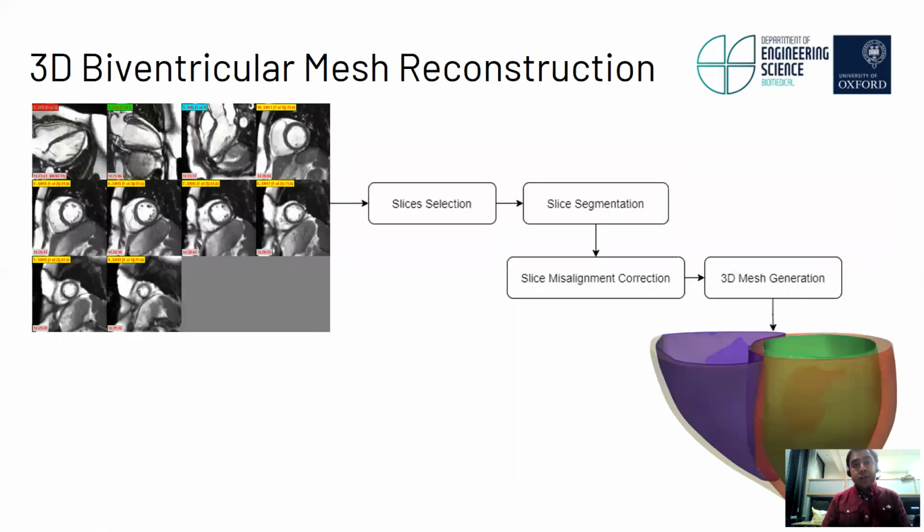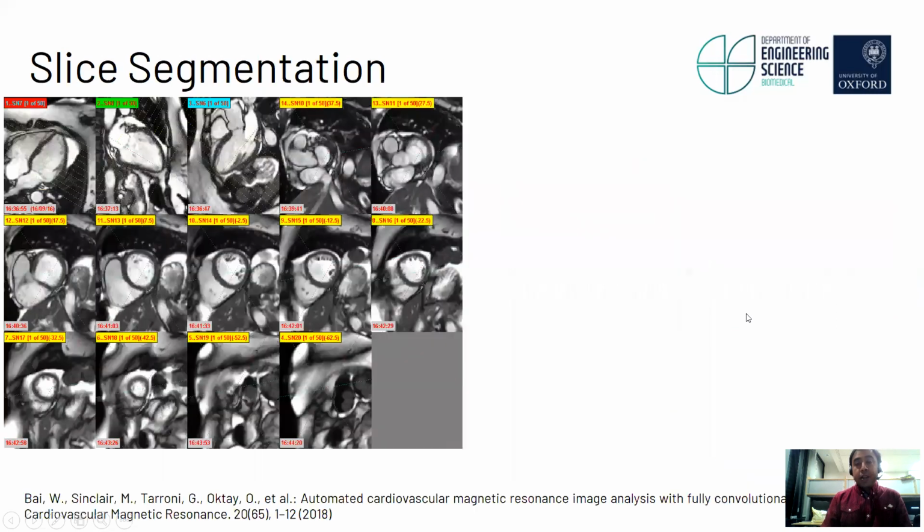So in order to provide the optimal biventricular mesh reconstruction from the cine slices, we need to first perform the slice misalignment correction. However, in order to go to the misalignment correction step, first we need to identify where the heart surfaces are. That means where the heart epicardial and endocardial surfaces are.